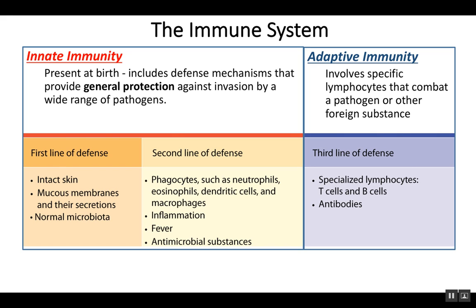But what if some organism gets in? Well, we want to have a backup. We want to have a second line of defense of our innate system. These include your phagocytes, so cells that can phagocytose, like neutrophils, eosinophils, dendritic cells, macrophages are the main ones. You can produce an inflammatory response, which we'll look closely at what that entails. You produce a fever. So a fever, you're born with the ability to produce a fever.